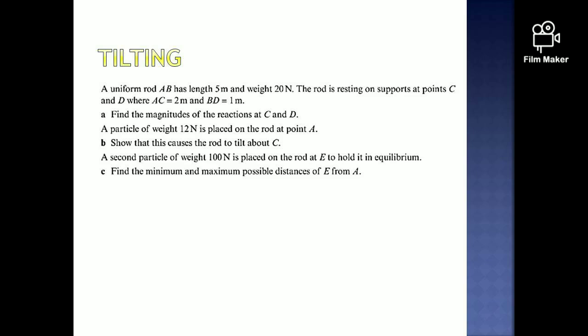A second particle of weight 100 newtons is placed on the rod at E to hold it in equilibrium. Find the minimum and maximum possible distances from E to A. So how do we work out this question? The theory we need to understand is, if an object tends to tilt, we can keep another mass at a different point and balance the system. So let's try to understand how to answer this question.